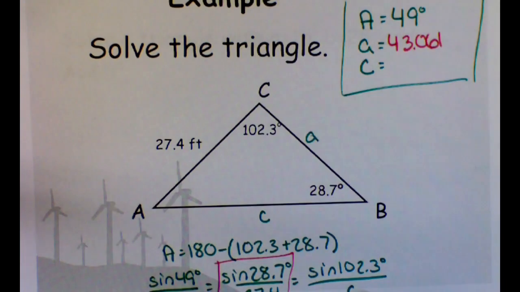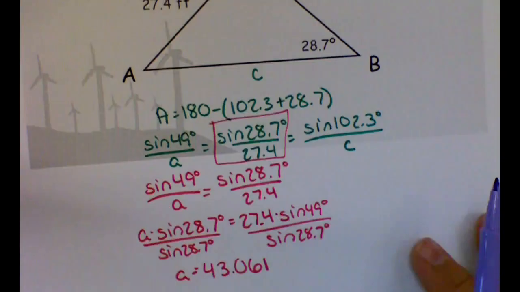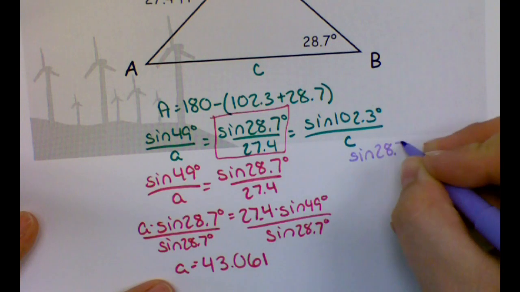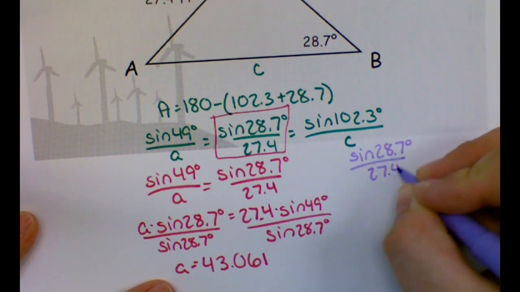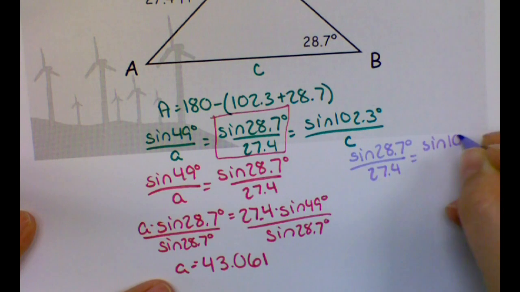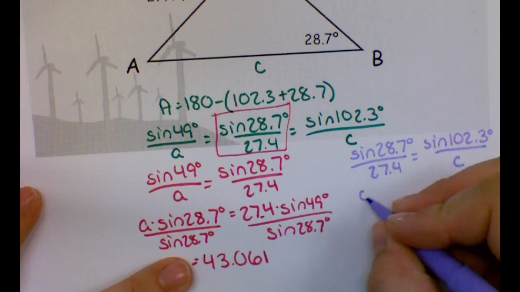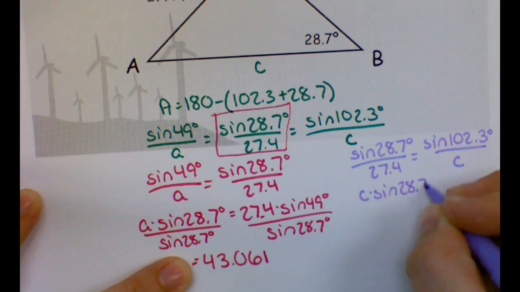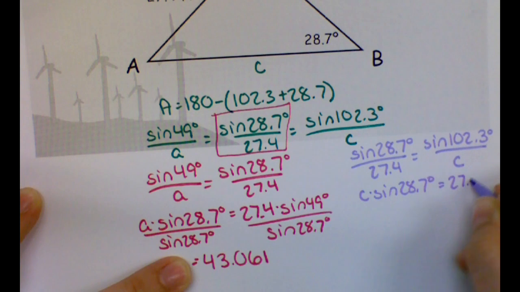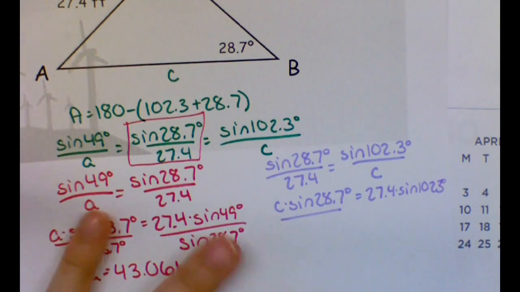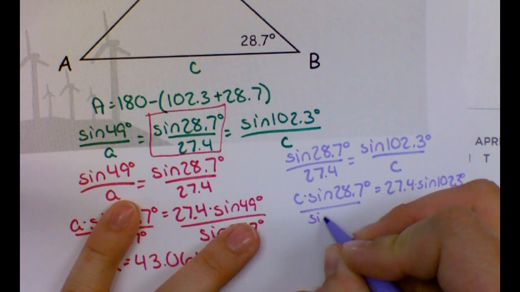Put that in my answer spot. And then we need side c. Always go back to your anchor and set it equal to that piece. So the sine of 28.7 degrees over 27.4 equals the sine of 102.3 degrees over c. Cross multiply, c times the sine of 28.7 degrees equals 27.4 times the sine of 102.3. Divide by the sine of 28.7.